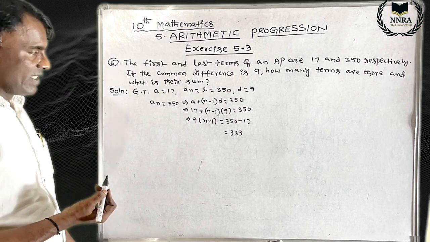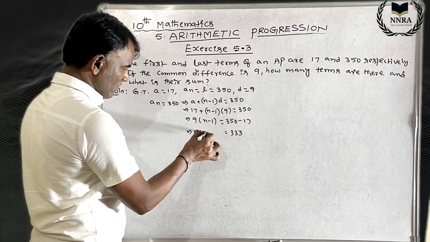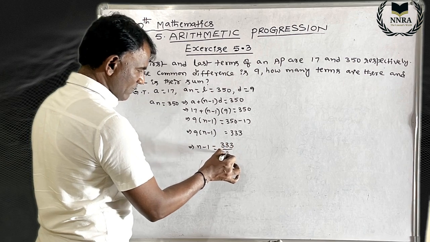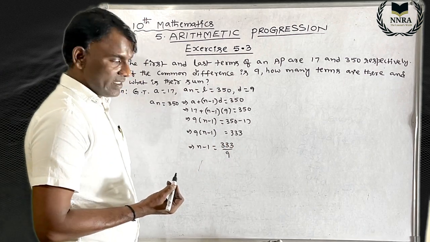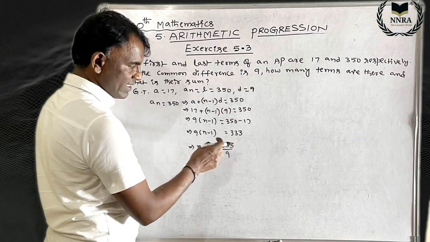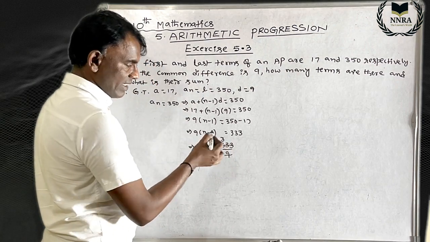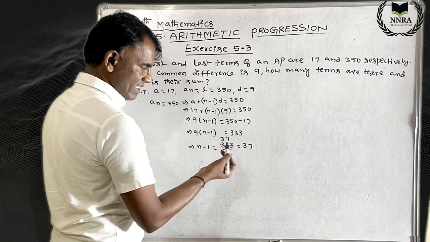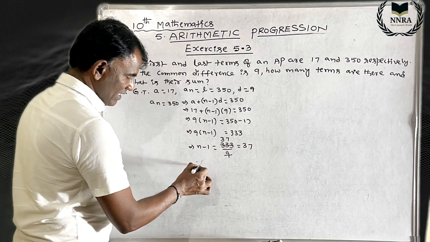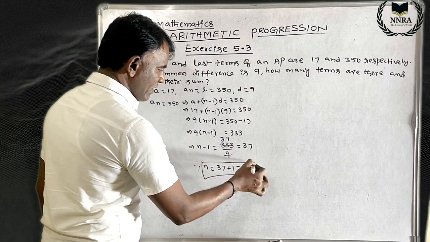Correct? 333 plus 7, 340 plus 10, 350. So now this is 9 into n minus 1. Now what is the value of n minus 1? That can be written as 333 divided by 9. Then 9 3 is 27. 27 means 3 plus 3 6 63. 7 times. Then 9 3 is 27. 9 7 is 63. That equal to 37. Right? Then n equal to 37 plus 1 equal to 38. So this is the value of n.